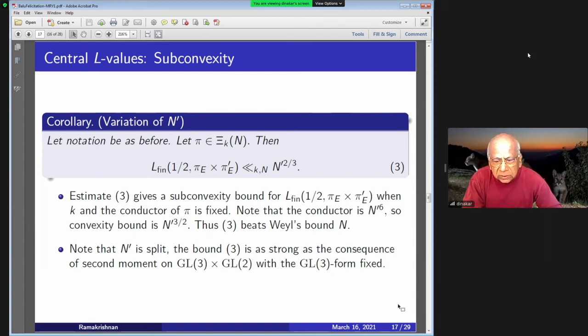So anyway, this is kind of strong: the second moment on GL3 cross GL2, with the GL3 form fixed.